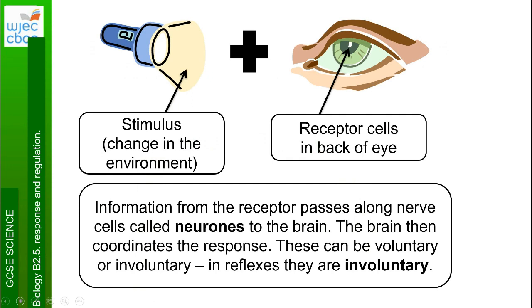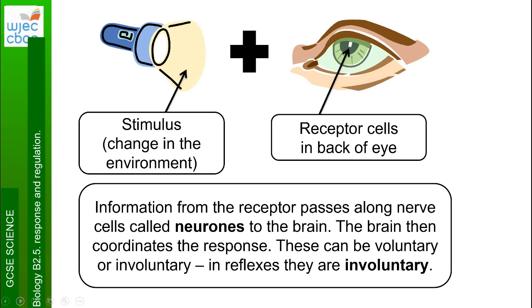So just to remind you from last lesson, a stimulus is a change in the environment. So in this example, the stimulus is the light. Receptor cells then in the back of the eye will detect that light and then cause a response to happen. So information from the receptors, as we mentioned last lesson, is sent to the central nervous system so that the brain can coordinate the response.